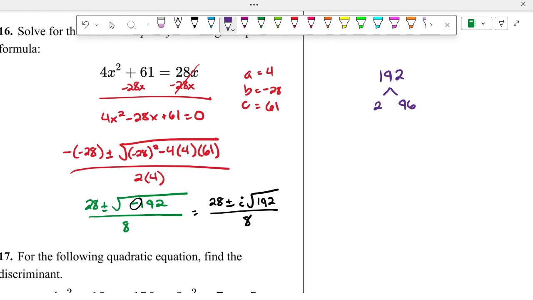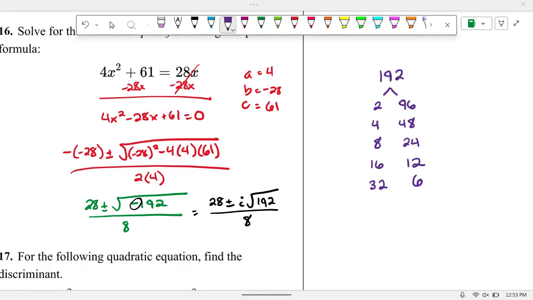All right, now watch this. Since it's 96, that means we can also do 4 and 48, 8 and 24, 16 and 12, 32 and 6, and 64 and 3. Now, how did I know those off the top of my head? All I did was double these as I halved these. Like I told you last week, I doubled these and I halved these. That's the way to do it.